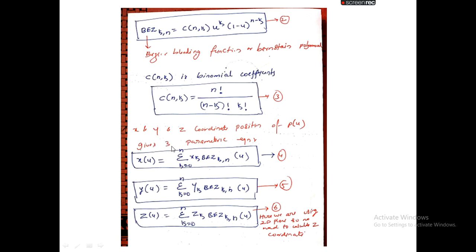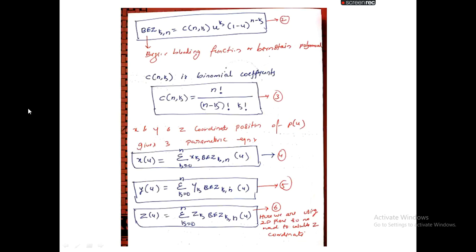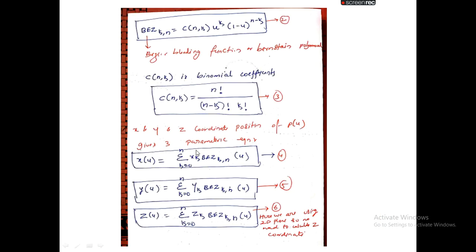I am now substituting these x, y, z coordinate values in equation number 1, not in equation number 3. If you substitute the x coordinate value in place of P of u, you will get x of u. X of u equals sigma k equals 0 to n, x of k. Here P of k is there, but I wrote x of k because I am determining the position of every pixel with respect to the x axis.